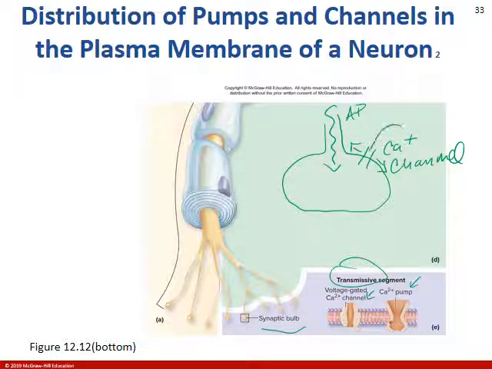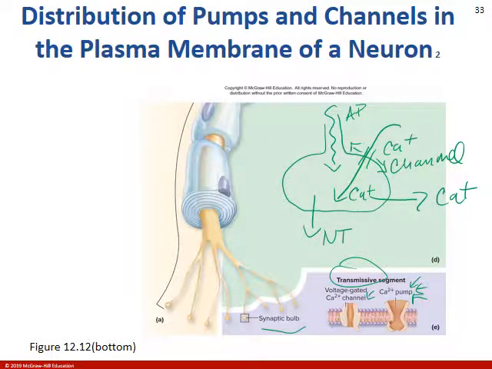And when the calcium gate opens, we're going to see a flood of calcium enter the synaptic knob, and that's enough to trigger the vesicles to release their neurotransmitter. But remember, we also have to have a calcium pump so that we can pump that calcium back outside of the neuron for the next time that that synaptic knob needs to release its neurotransmitters.